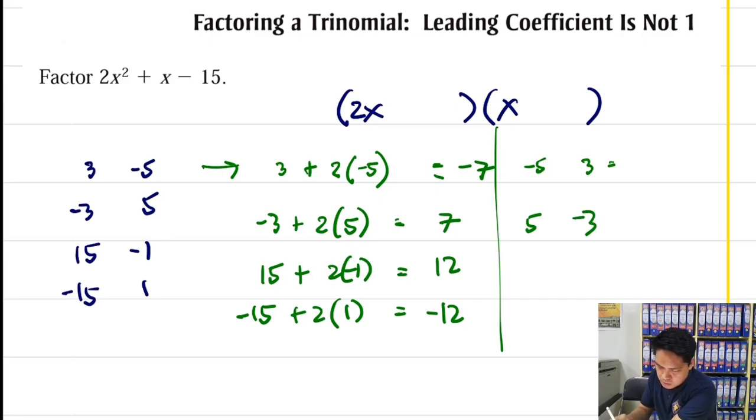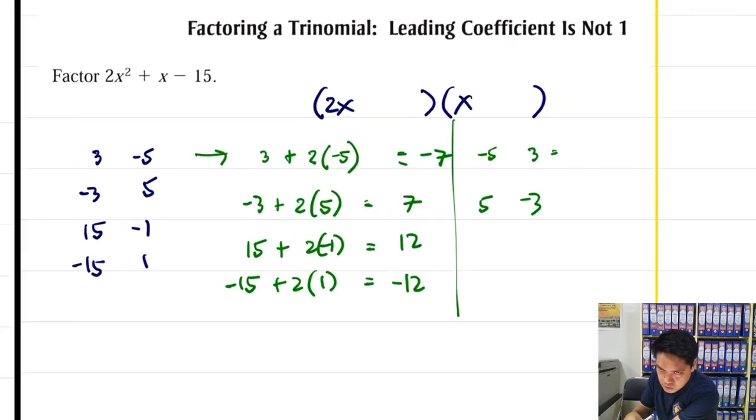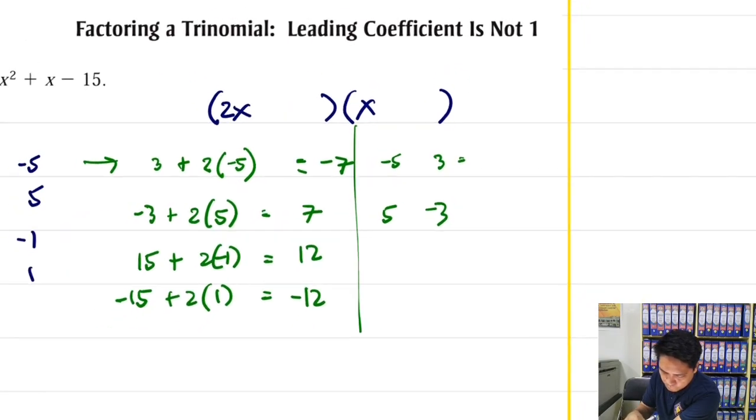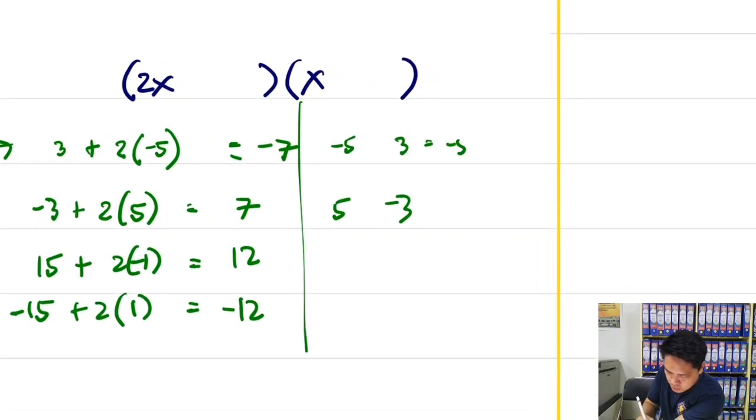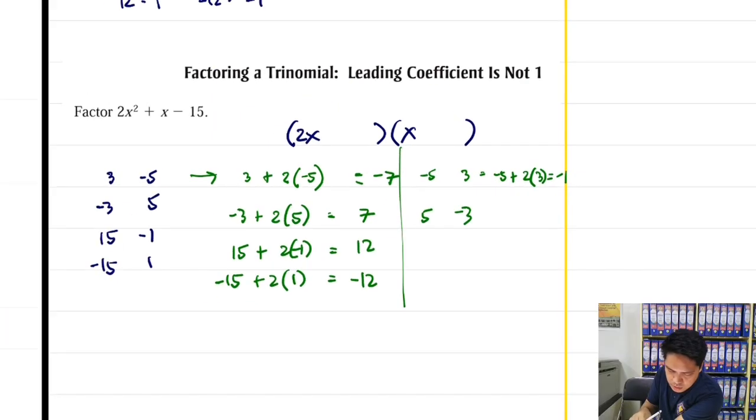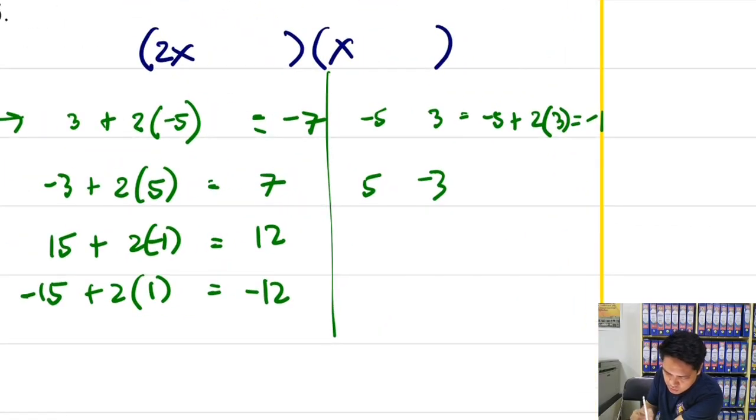Okay, let's try this combination. So, first, this one. That would be negative 5 plus twice of 3. What will be the result? That's negative 1. Okay. And how about this combination?